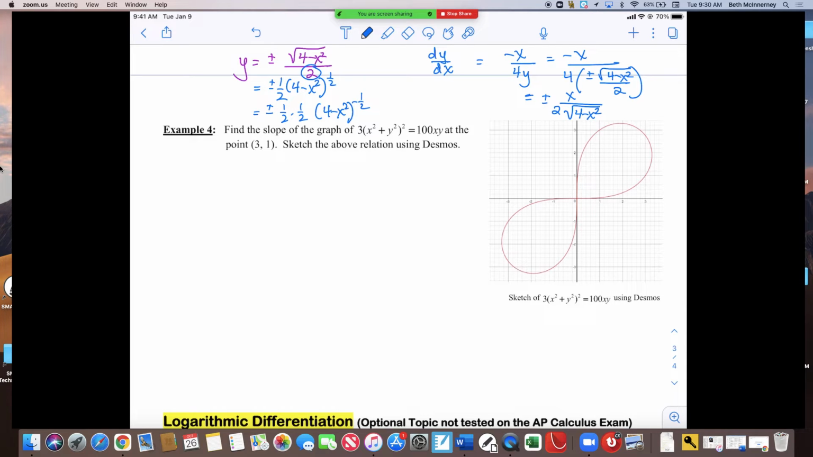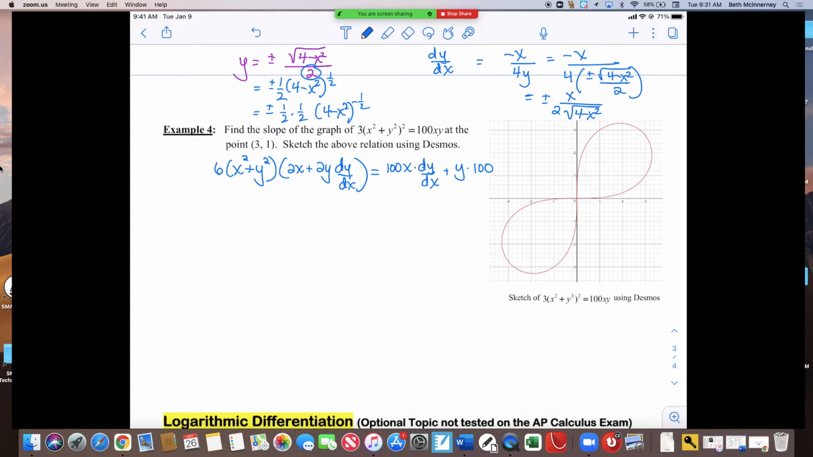All right, I'm going to start it. Here we go. I'm going to bring down the power. I'm going to decrease the power by 1, and then I'm going to do the chain rule. That's 2x plus 2y dy/dx. Okay, how many got that part right? Show hands. You got it? All right, then we're off to an awesome start. On the right side, I'm going to take 100x times the derivative of y, which is dy/dx, plus y times 100. All right, show me hands. Did we get that?